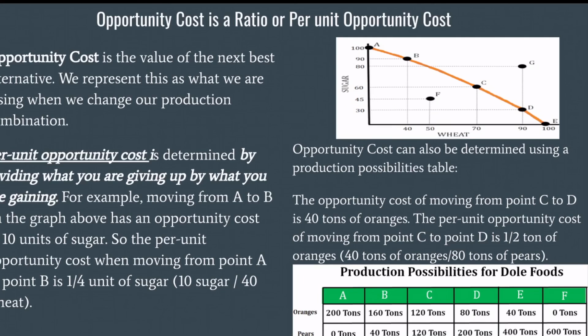Opportunity cost can also be determined using a production possibility table. Here in the table, the opportunity cost of moving from point C to D is 40 tons of oranges. The per unit opportunity cost of moving from C to D is half a ton of oranges. That is 40 tons of oranges divided by 80 tons of pears.